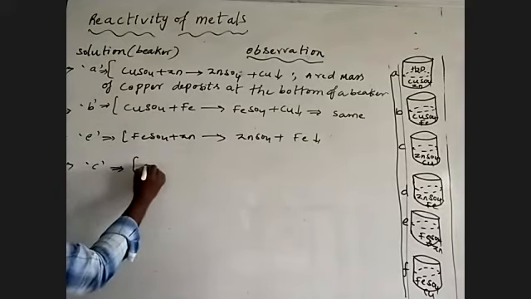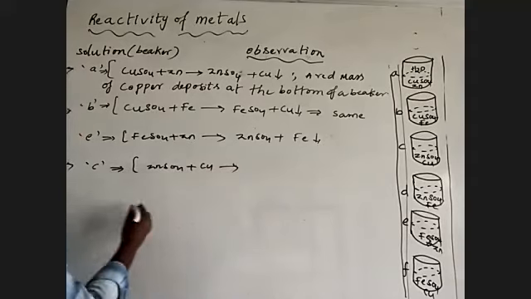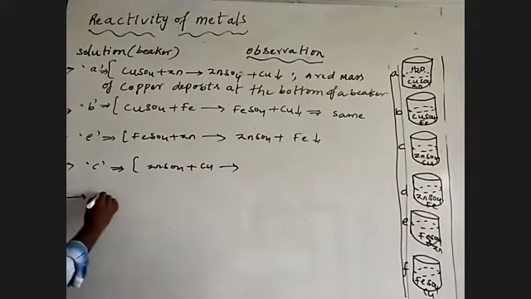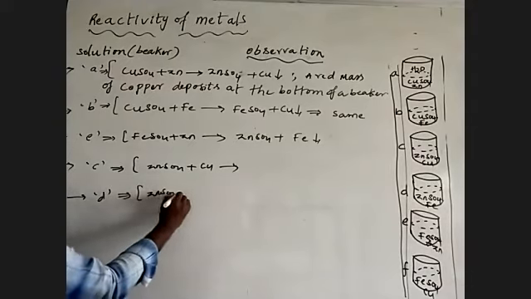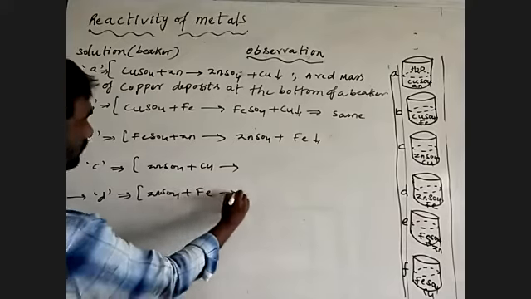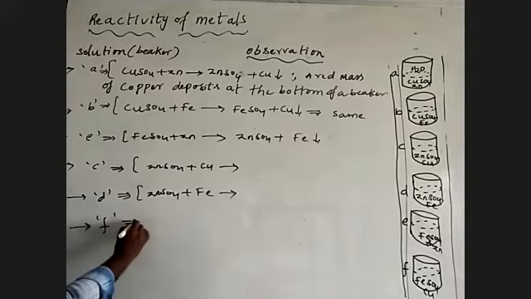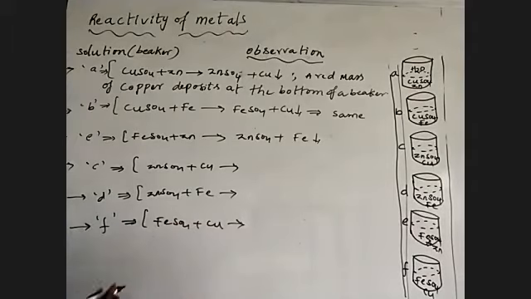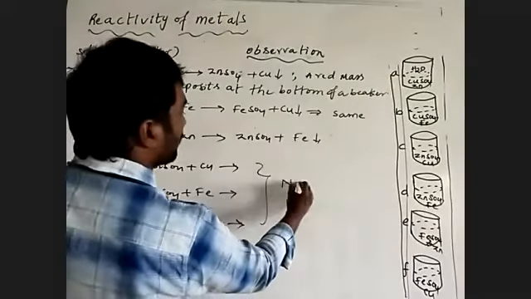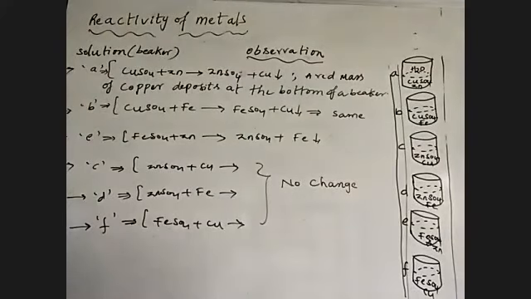What happened to the remaining three beakers? We are adding zinc sulfate and copper. The next beaker, D, consists of zinc sulfate and iron. And next is F, in which we have iron sulfate plus copper. So in these three situations, we are not getting any change. No change means no reaction is possible.